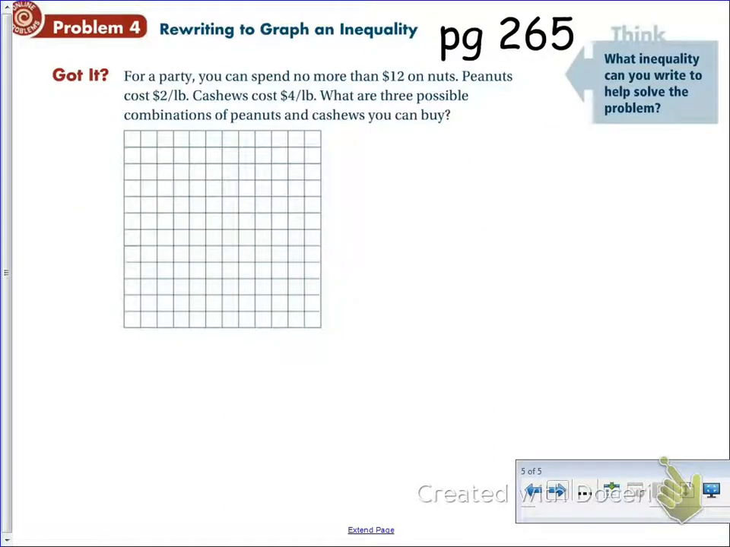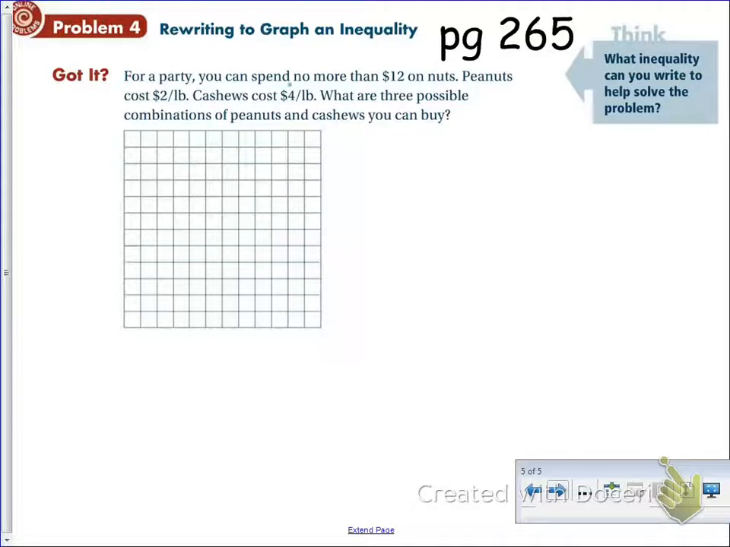Now on page 265, we're going to look at a word problem. For a party, you can spend no more than $12 on nuts. Peanuts cost $2 a pound and cashews cost $4 a pound. What are 3 possible combinations of peanuts and cashews you can buy? So I think because there's some grid paper here, the question is wanting us to graph it so that we can find some solutions. So the first thing we need to do is write our inequality.